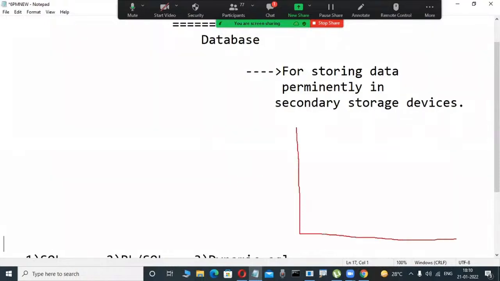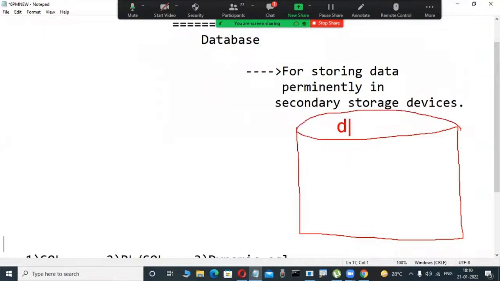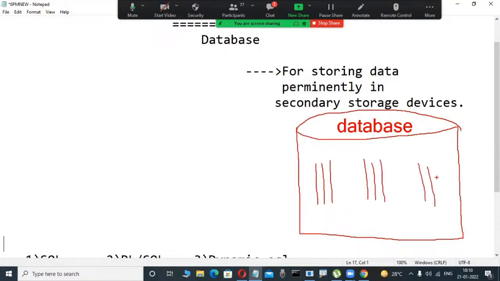These relational databases do not store a random collection of data. They only store a structured collection of data. As I said yesterday, suppose this is an Oracle database. Database means some place, and in this place we store a structured collection of data in an organized fashion only.